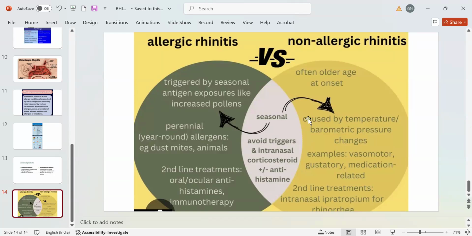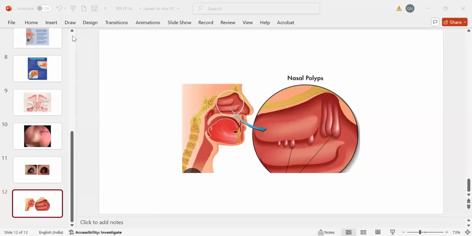Prevention: it cannot be prevented. You cannot take any medicine to prevent it, but you can lower the risk by avoiding the triggers which cause the rhinitis. So this is all about rhinitis. Now I'll go to another topic. Next topic is nasal polyps.